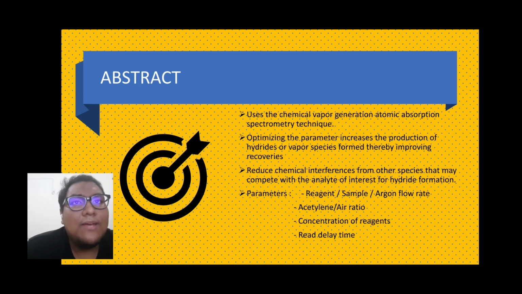The optimized type and concentration of reducing agent for arsenic, antimony, and selenium were NaBH4 0.6% weight per volume, 0.7% weight per volume, and 0.1% weight per volume in NaOH of 0.5% weight per volume, respectively. As for mercury, we use SnCl2, 25% weight per volume in HCl.